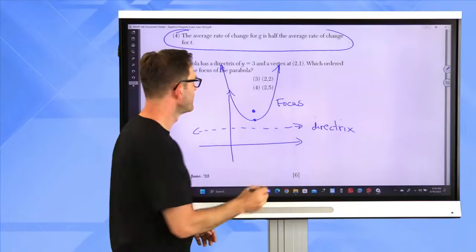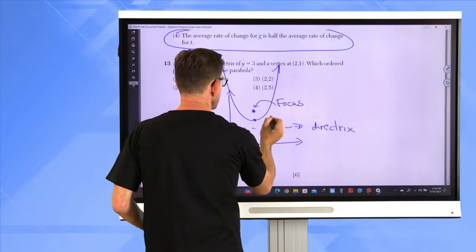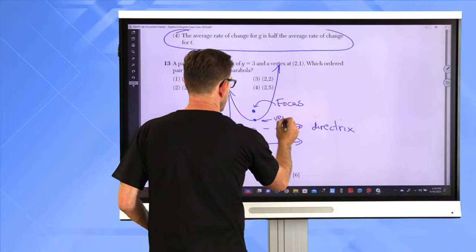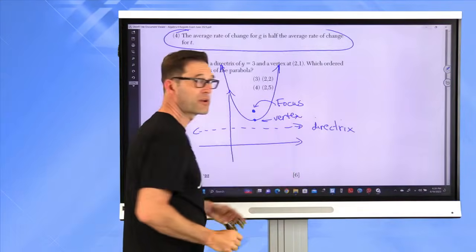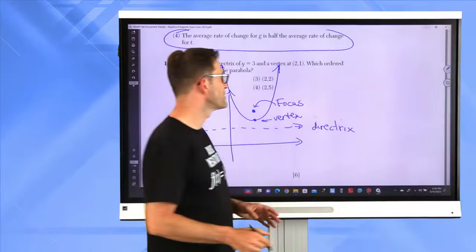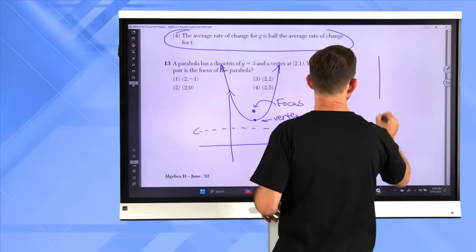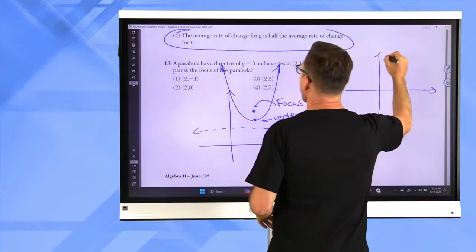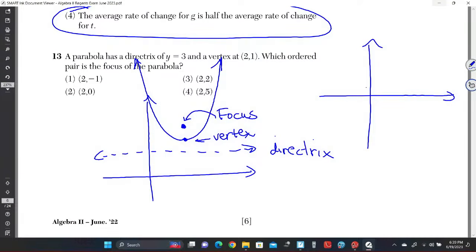So let me just be very clear. That's the focus. Here's the vertex. And we have the directrix. Now let's take a look at what they've told us. For our actual problem, what we know is that we have a directrix of y equals 3. So y equals 3 is our directrix, and we have the vertex point at (2, 1). So that's actually the vertex.